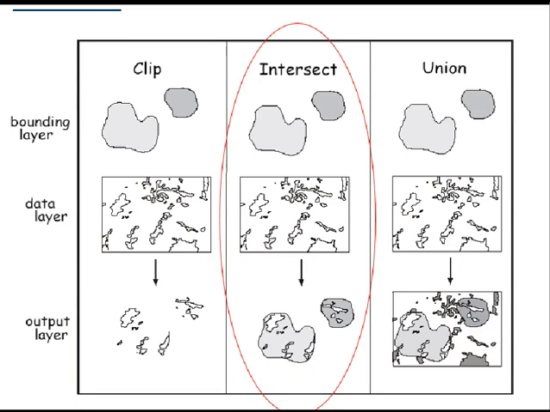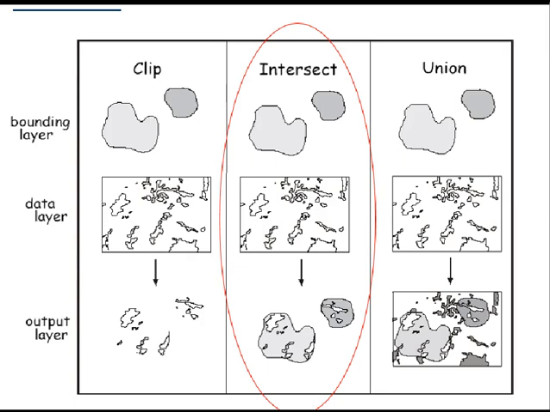Intersection combines data from both layers, but only for the bounding area. The bounding polygon also defines the output layer data when both layers are combined. Data outside the bounding layer is discarded.